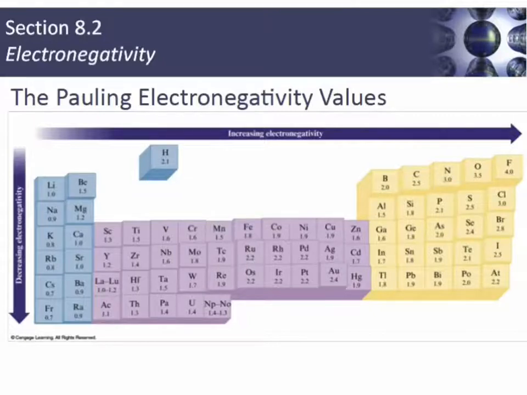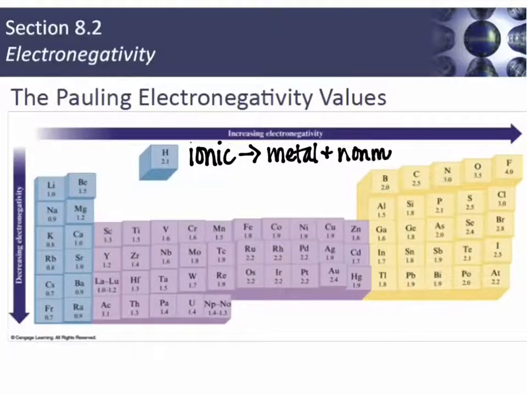We're going to base ionic bonds on what type of elements compose them. So what composes an ionic bond? Metal and nonmetal. And we know that covalent bonds are two nonmetals. And then we're going to further classify these into polar covalent and nonpolar covalent.